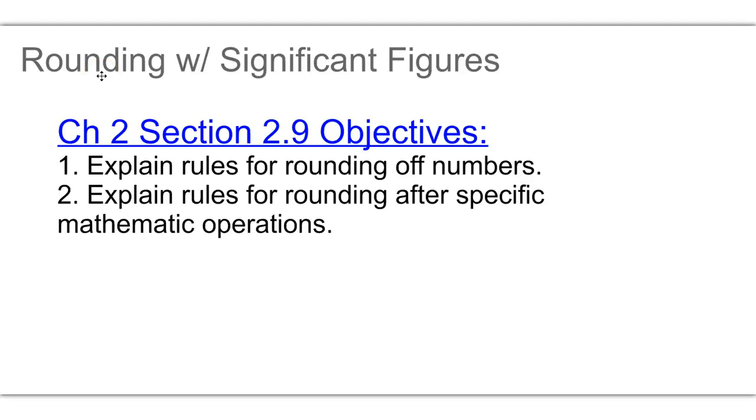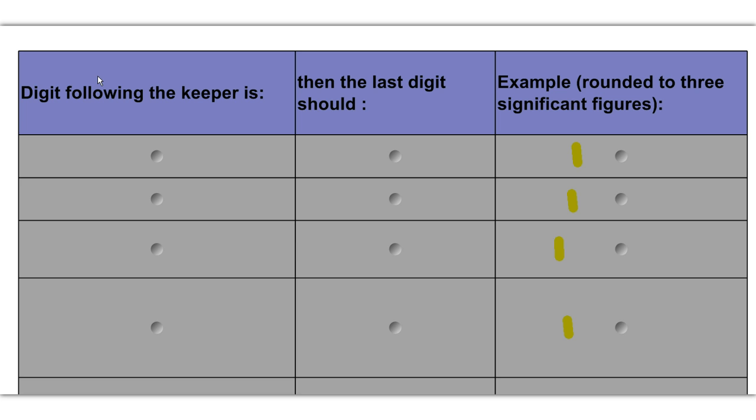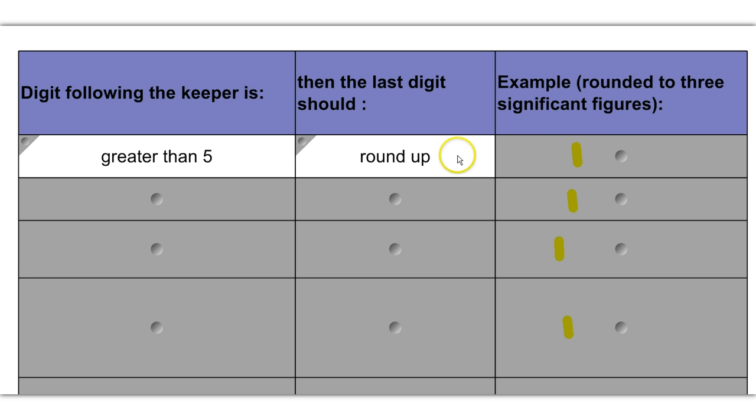Chapter 2, Section 2.9 is rounding with significant figures. If you have a digit following the keeper, and when we say the keeper, it's the number you're trying to decide whether or not to keep the same or round it up. If the digit following that number is greater than 5, then you're going to round up.